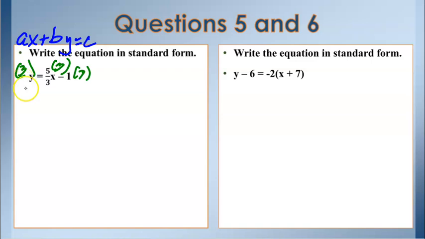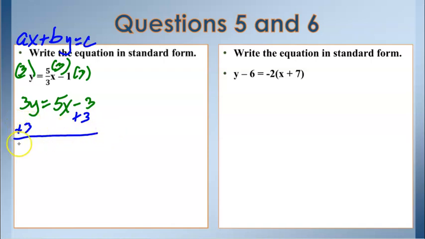So I have 3 times y, which is 3y, equaling 3 times 5 is 15, divided by 3 is 5x, minus 3 times 1 is 3. From here, I look at what I have. My x term is positive. That's where my a is, because my a is always with the x term. I need to keep that positive. That means I don't want this minus 3 here. So the opposite of subtracting 3 is adding 3.